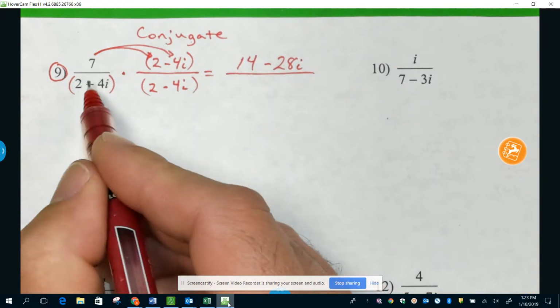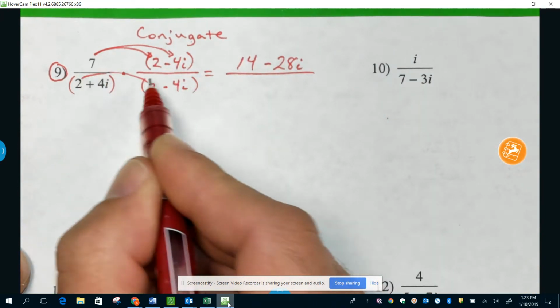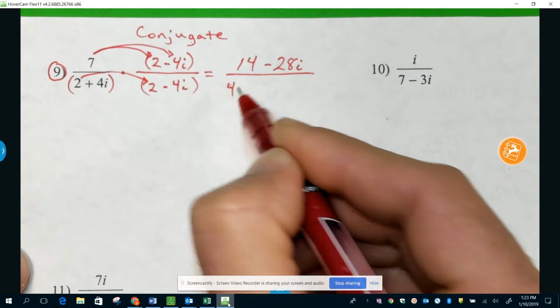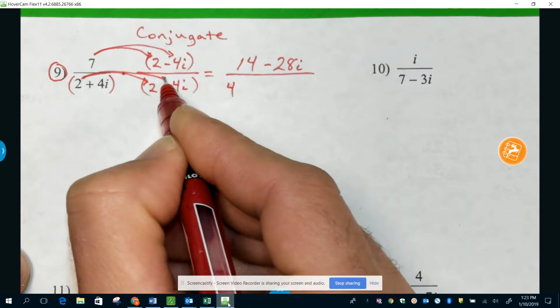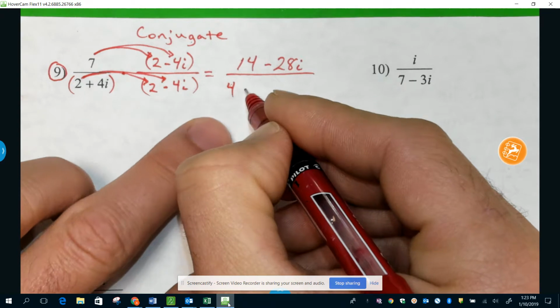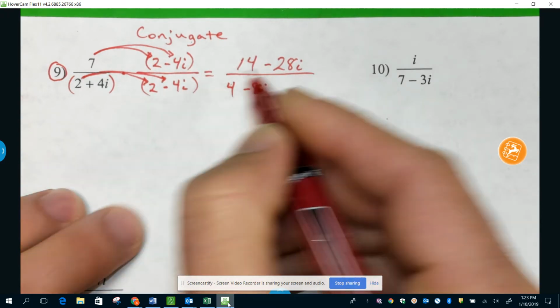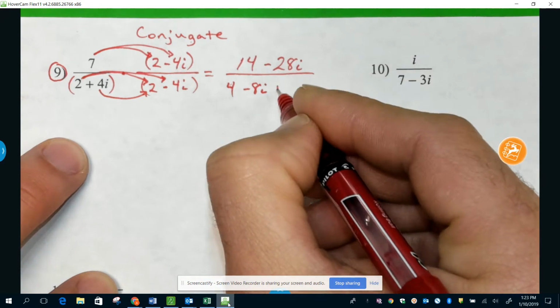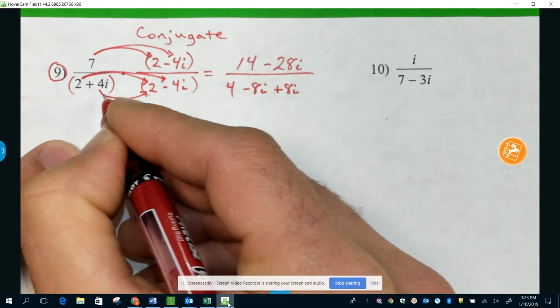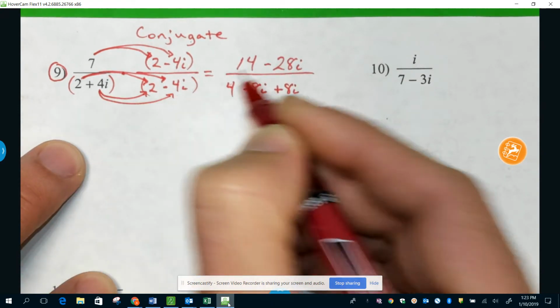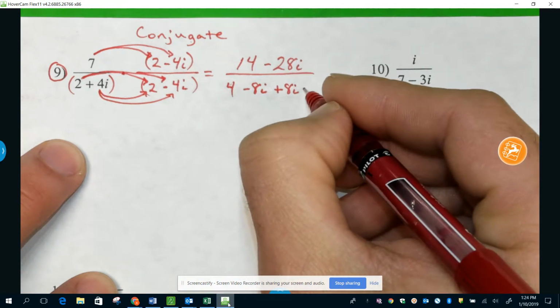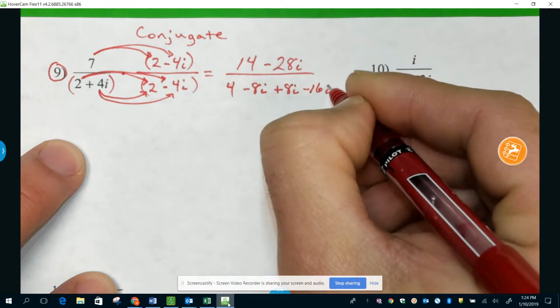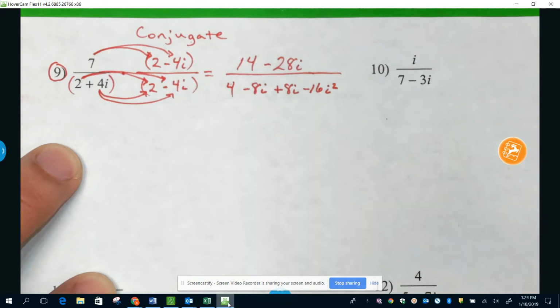Okay, now I got to do the same thing and multiply the denominator. 2 times 2 gives me 4. 2 times negative 4i gives me negative 8i. Now 4i times 2 is positive 8i. And then 4i times negative 4i, positive 4 times negative 4 is negative 16i squared.